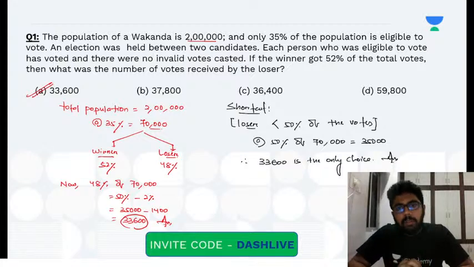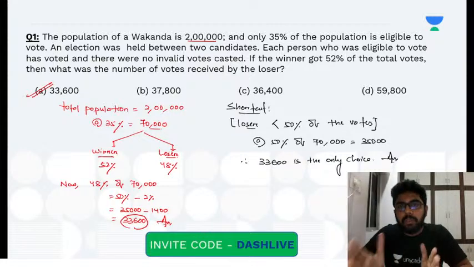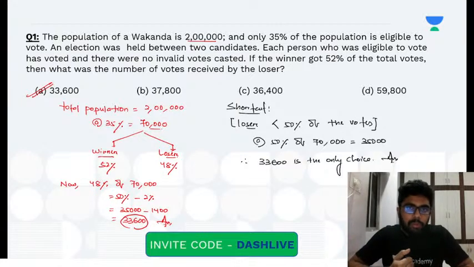But we can avoid this calculation entirely if we read the question carefully. We don't need to even calculate anything. We just read the question and answer because the options are beautifully designed here. If there is an election and one is winning, that means the winner has to have more than 50% of the votes, and the winner is getting 52. So the loser will have less than 50% of the votes. Total votes received is 70,000, 50% of which is 35,000. That means the number of votes by the loser must be less than that. The only option that satisfies is 33,600. So the answer is A. Without even calculating anything, you can say this. This is what is smart solving.